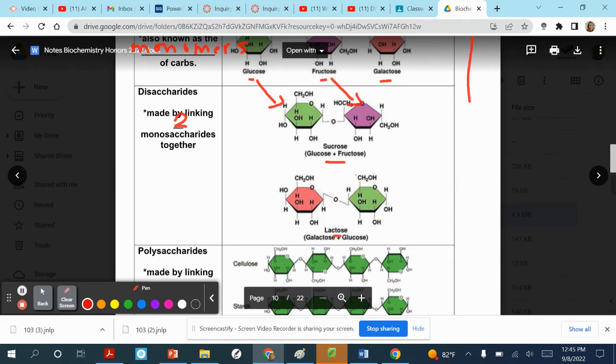If you want to make lactose, which is another disaccharide, because you see it's made of two different molecules here, you're going to need another glucose and this other monosaccharide, galactose. Put them together and you have a disaccharide.